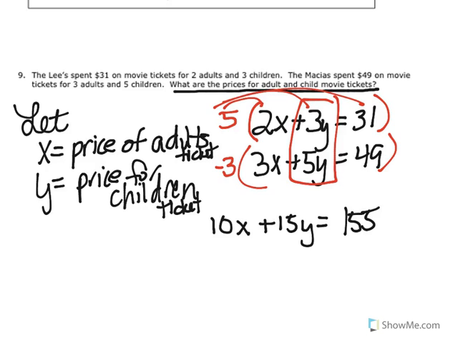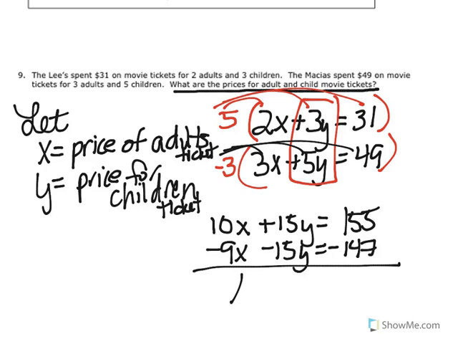And then when we multiply the bottom one by -3, we're going to get minus 9x minus 15y equals minus 147. And when I do that, these cancel out, and 10x minus 9x is 1x, so we get x equals 2. So the price, it appears, of an adult ticket is $2. And then we take that 2 and put it into one of the original equations.